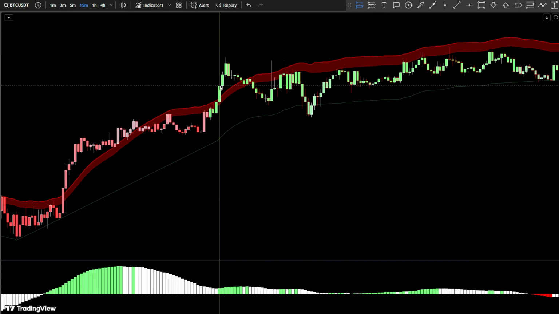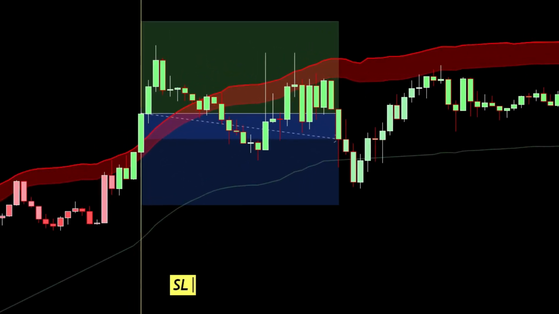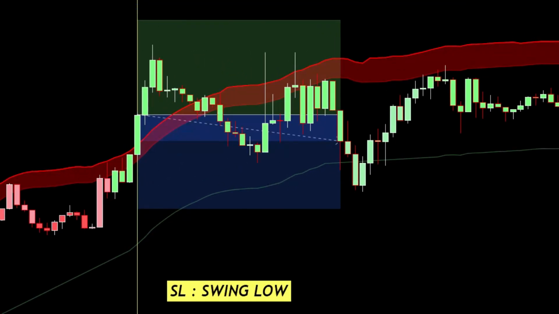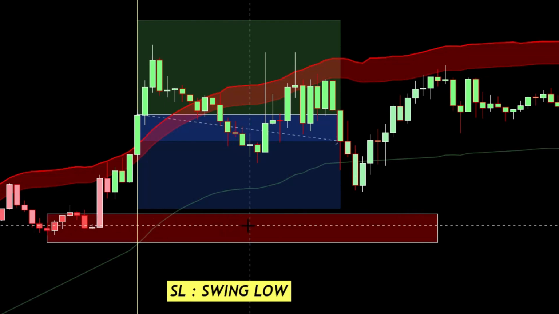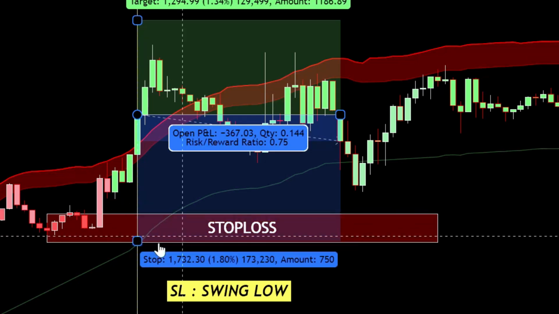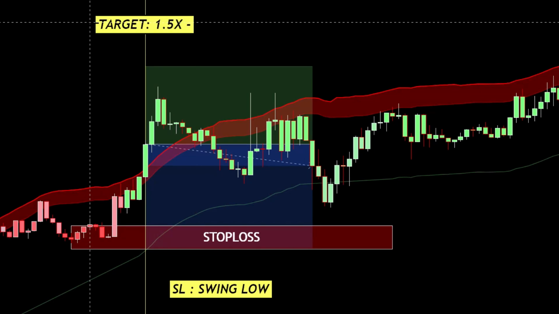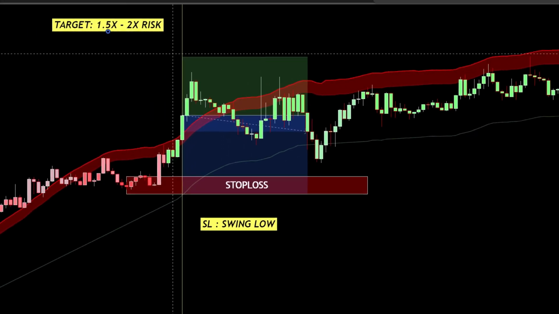Now, you can jump into a buy position, set your stop loss just a little below the most recent swing low, to protect your capital. And for your target, aim for 1.5 or 2 times your risk. Keep it simple, keep it profitable.